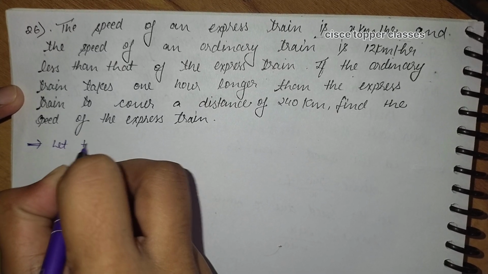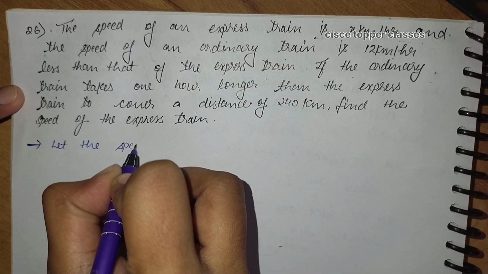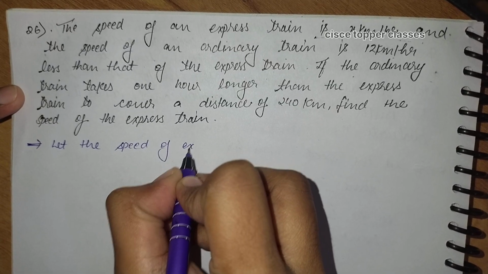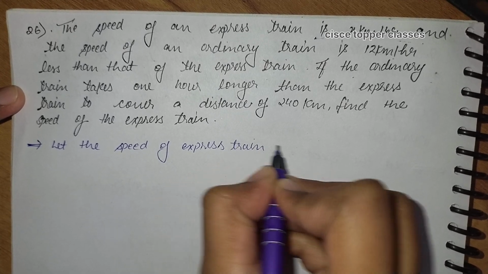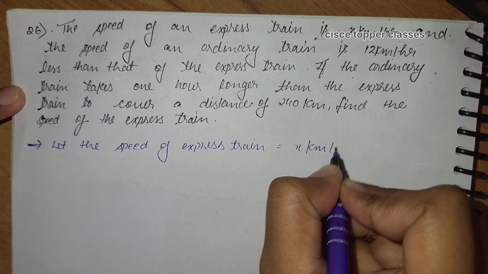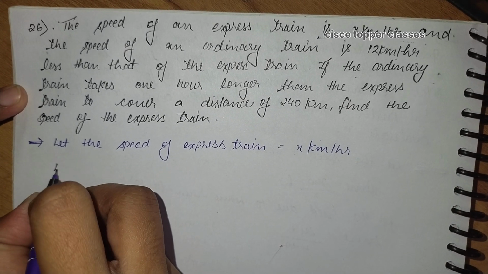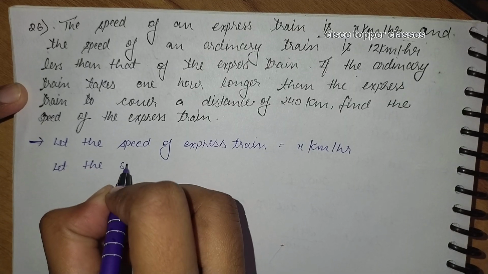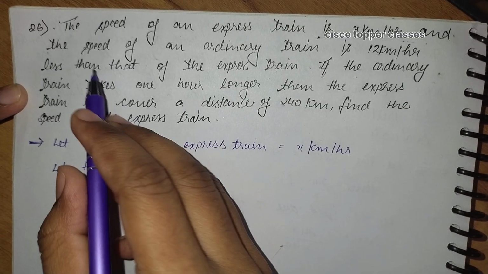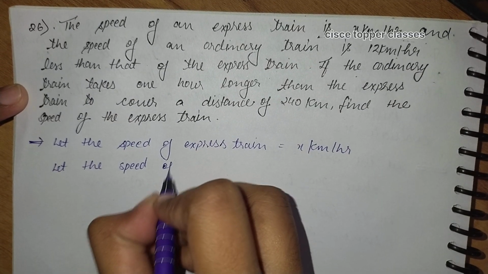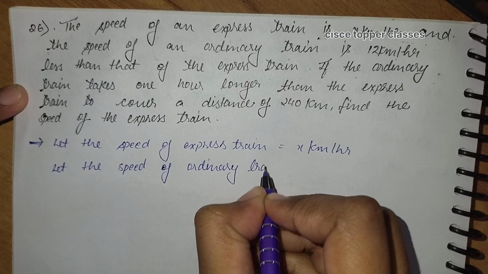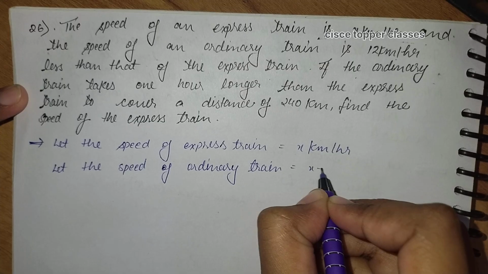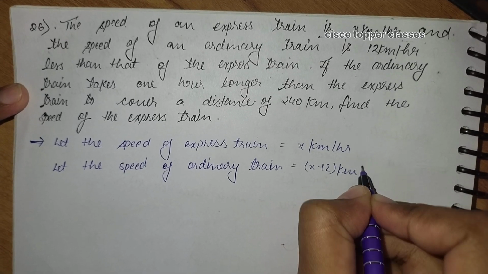So firstly, let the speed of the express train be x kilometer per hour, so that we can form an equation and solve it to find x. So this will be x kilometer per hour, and let the speed of the ordinary train, because it is less by 12 kilometer per hour, so the speed of the ordinary train, if we write, that will become x minus 12 kilometer per hour.